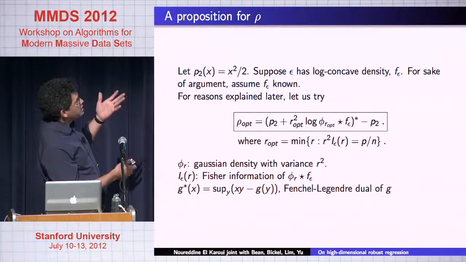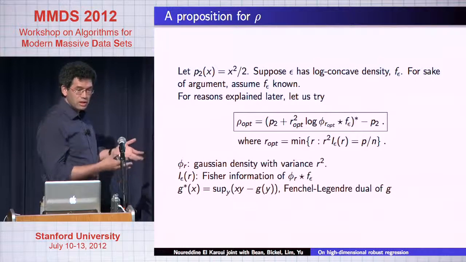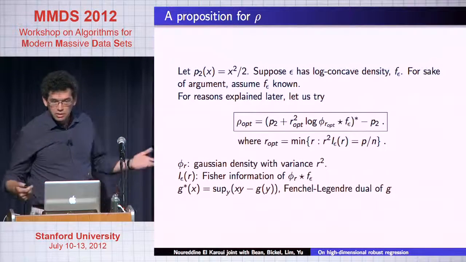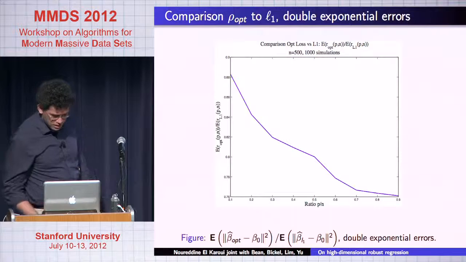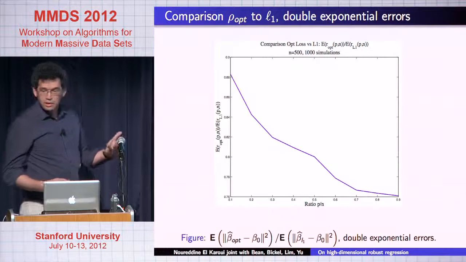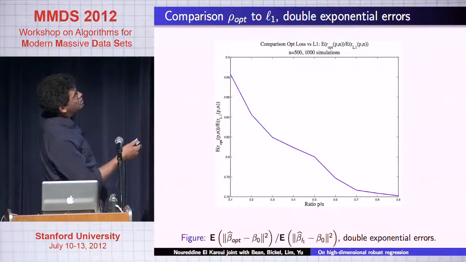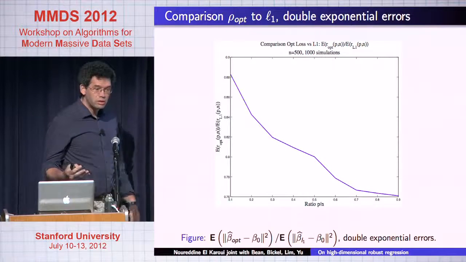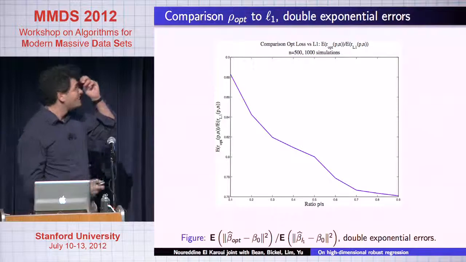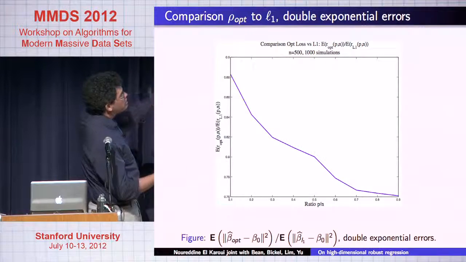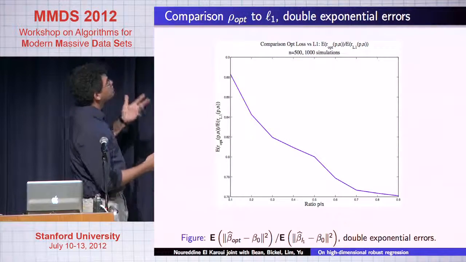for double exponential errors, we can compute this numerically, and then we can look at the performance of that on simulated data, basically. So this is a comparison of this loss, this optimal, or claimed to be optimal loss, to L1 against double exponential errors. So L1 should be the best you can do, if you have this classical intuition coming from the low dimensional setting.